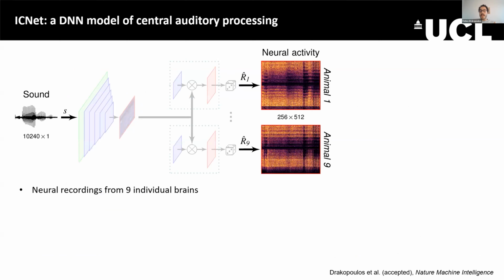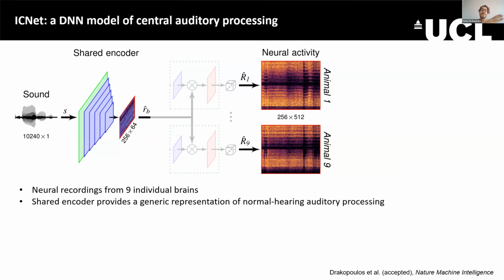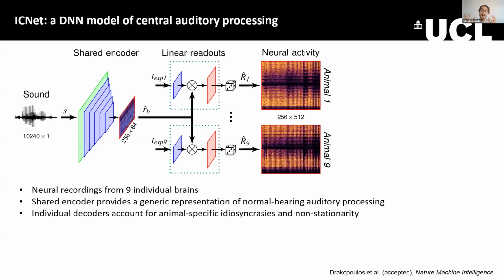To do that, we developed a framework that combined recordings from different normal hearing animals to start with, using a convolutional encoder that maps sound waveform to a generic latent representation of what they're processing, which essentially extracts the shared latent dynamics from the different brains. And then this is followed by simple linear readouts that are used as decoders to map this generic latent response to the individual neural responses of all animals.